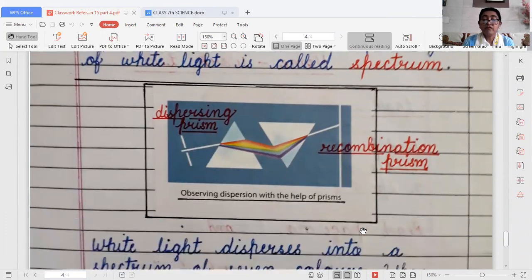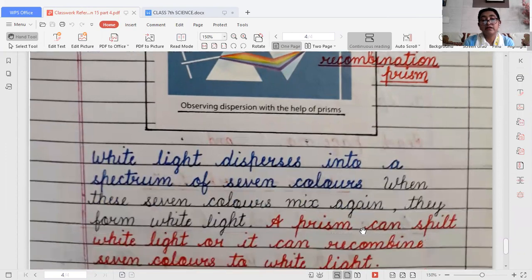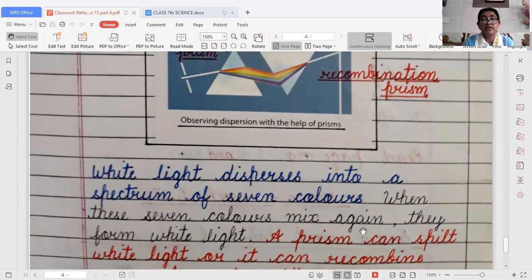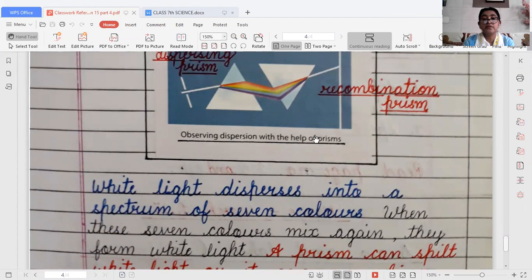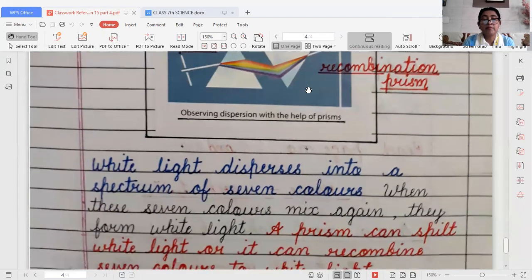Now we just saw that when white light passes through a prism, it always disperses into a spectrum of 7 colors. But when these 7 colors pass through another prism, as you can see in the figure, they recombine. Again these colors mix and form white color.